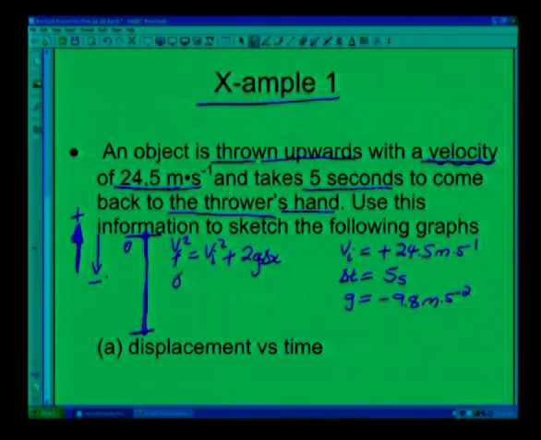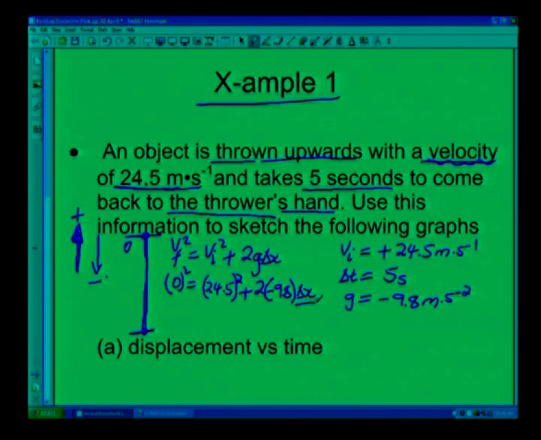So we know that this will be 0 squared equals, what is the initial velocity? Initial velocity is what is given to us, 24.5 meters per second squared, plus 2 into our g, which is minus, therefore minus 9.8 meters per second squared, times delta x. Delta x is what we're looking for.